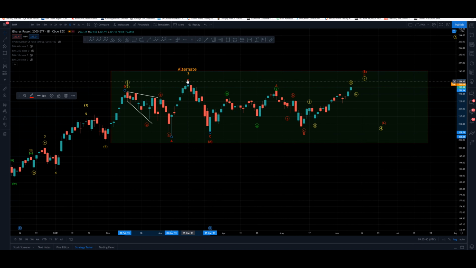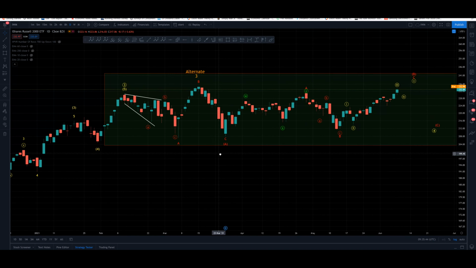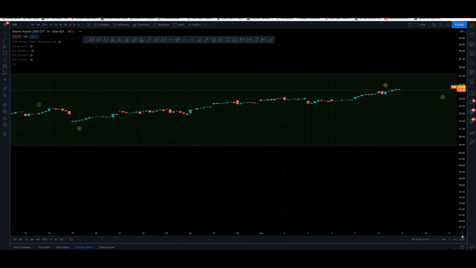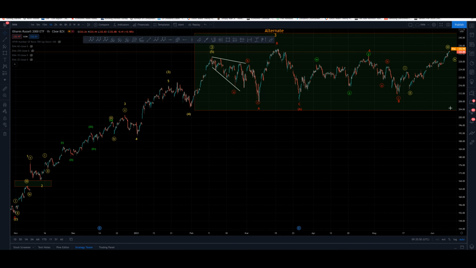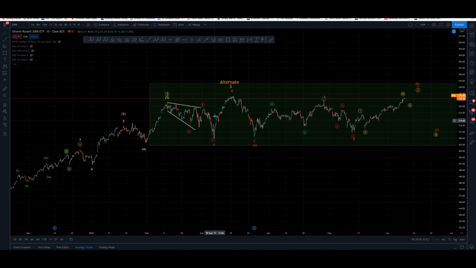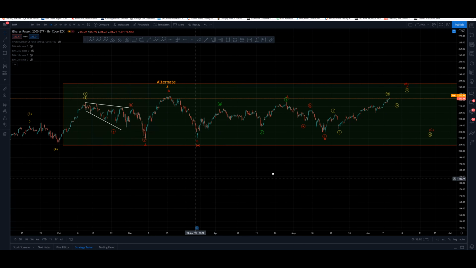We then come up into the minor B here. This is dodgy as a B wave. Like I said, I prefer it as an impulse, which gives us our alternate 3 as the potential top here, because this counts better as a 1, 2, 3, 4 with a little ending diag in the 5th at the top here, and this would be 1, 2, 3, 4, 5 into our alternate 3. But you might be able to count this as a zigzag.